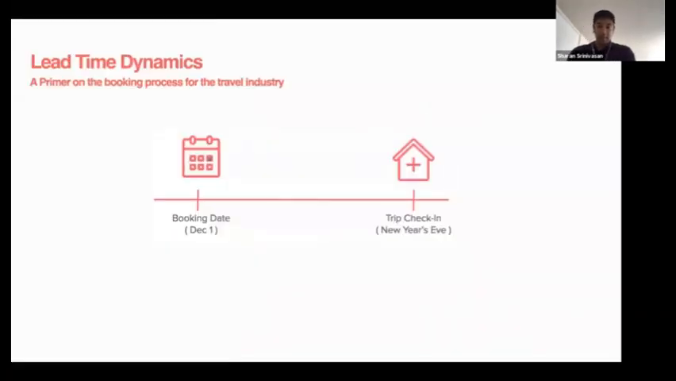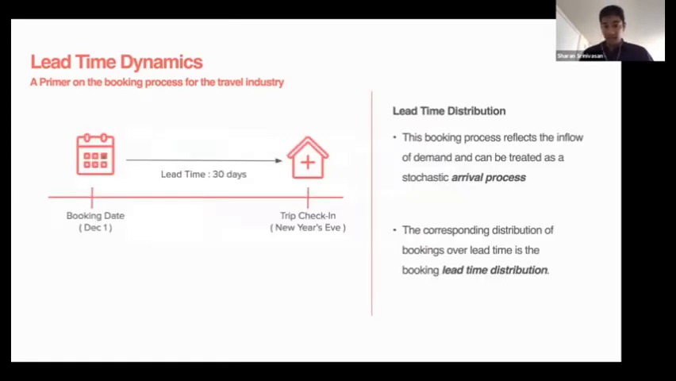So a very quick primer on lead time. Let's say I was sitting today on December 1st, and I was looking to book a trip with a check-in date of New Year's Eve. In that case, the lead time here would be 30 days. The date on which I want to take the trip minus today would be the lead time to the trip.